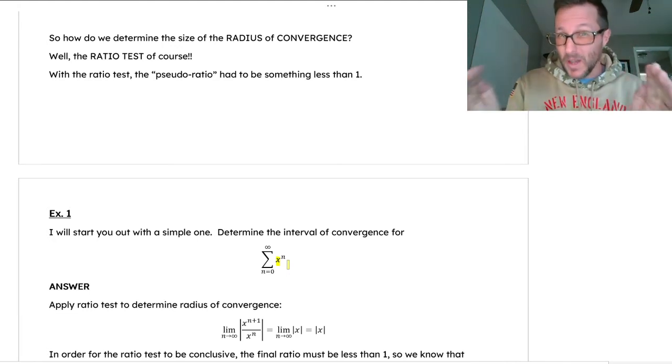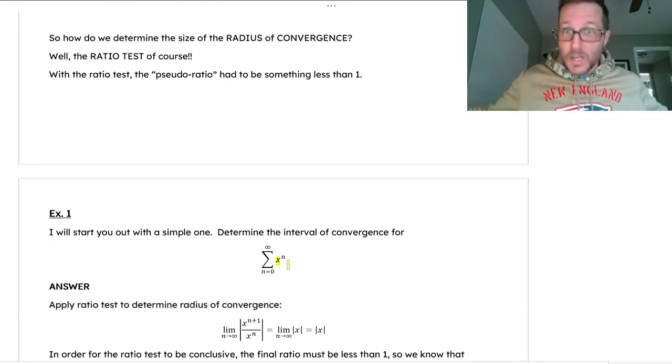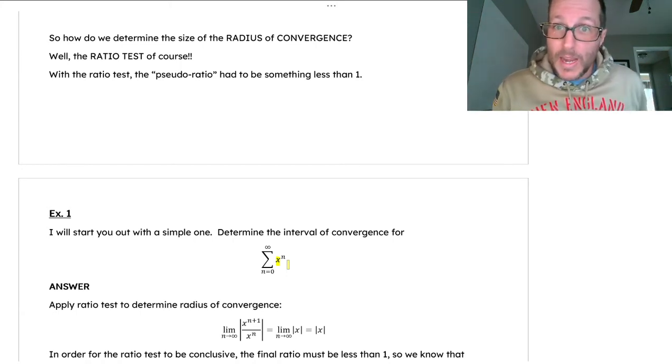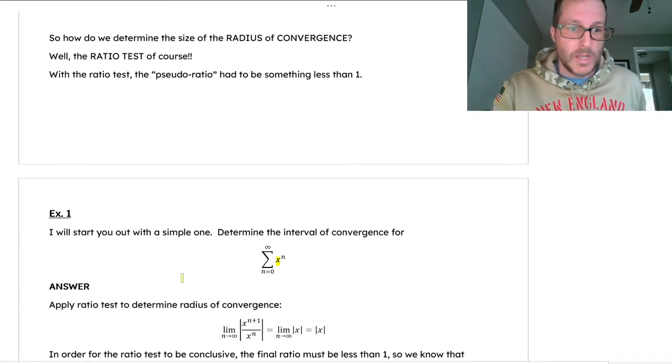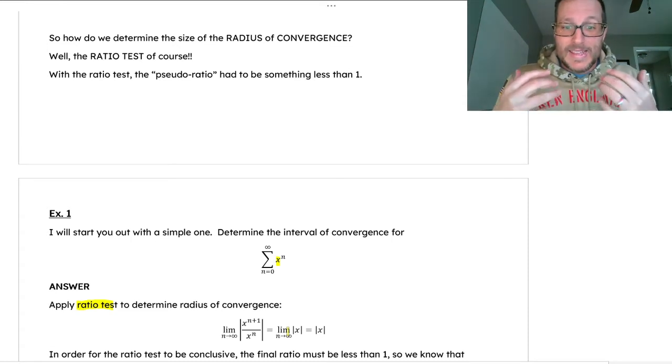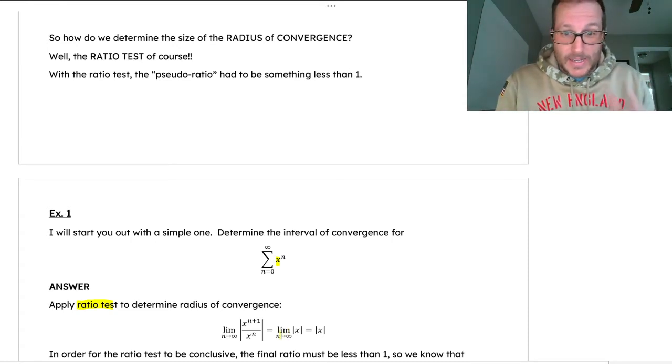Is it a small window around 0? Or are we going to converge for all x values? So here's how we find the radius of convergence. We apply the ratio test. So here we go. Limit as n goes to infinity, absolute value of the n plus 1th term divided by the nth term. Well, that's going to simplify to just the absolute value of x, and as n goes to infinity, we just get the absolute value of x.